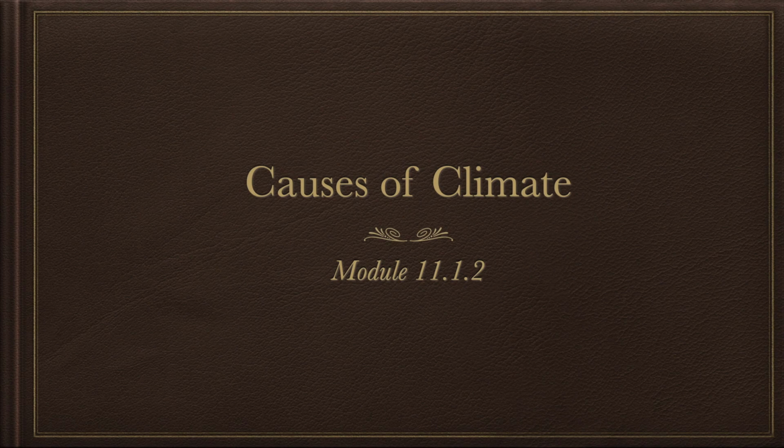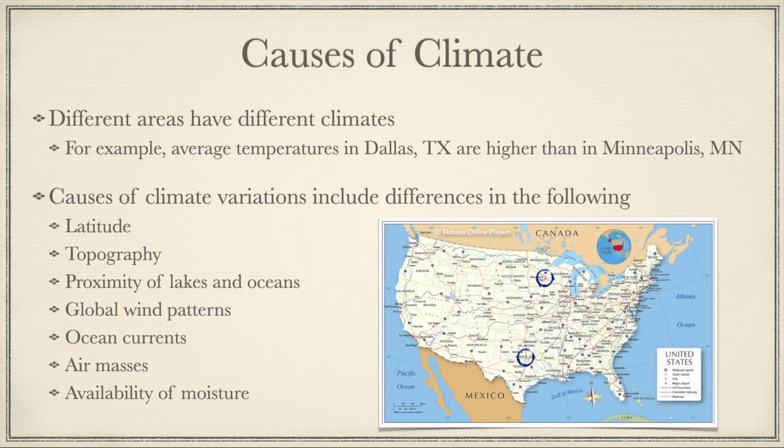Causes of climate. So different areas have different climates. We kind of know that. For example, average temperatures in Dallas, Texas are higher than in Minneapolis, Minnesota. Some causes of climate variations include differences in the following.